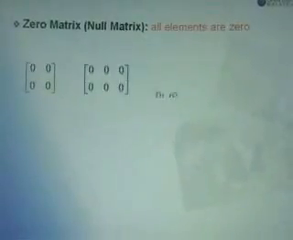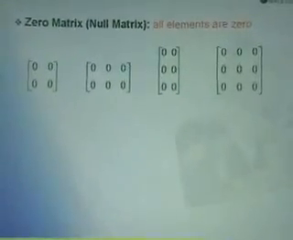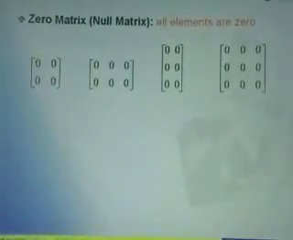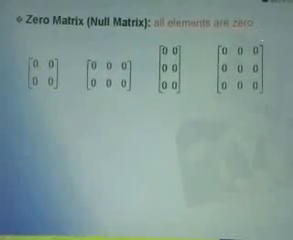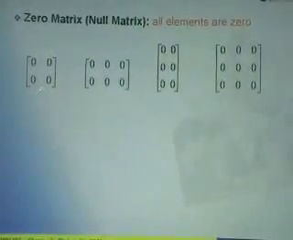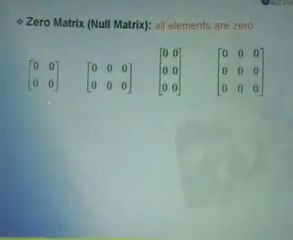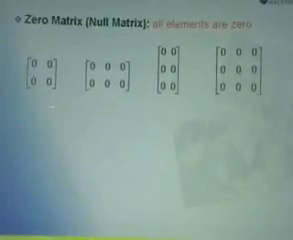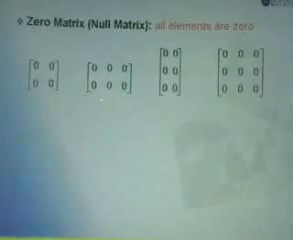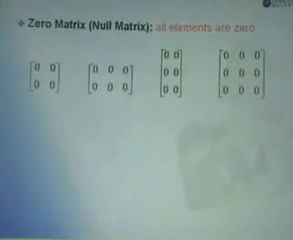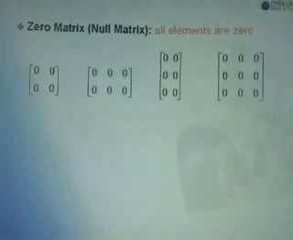Next, what is a zero matrix or a null matrix? So in this type of matrix, all the elements in the matrix are 0. Right? For example, the first example, 0, 0, 0, 0. This is a 2 by 2 matrix which contains elements of 0. The next matrix you can see is 2 rows by 3 columns, also contains all 0. So any matrix which has all 0 elements is known as a null matrix.